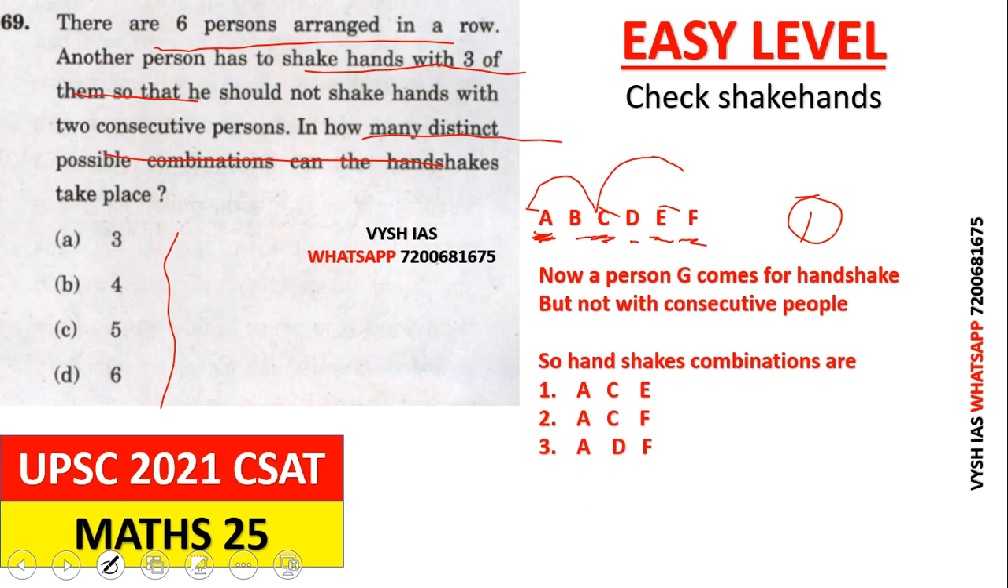Either A, C, E, or A, C, F. Either way, it is not consecutive. A, D, F. 3 combinations you got. Now, suppose A itself I don't want. I will go directly to B. Then how is it? B, D, F.